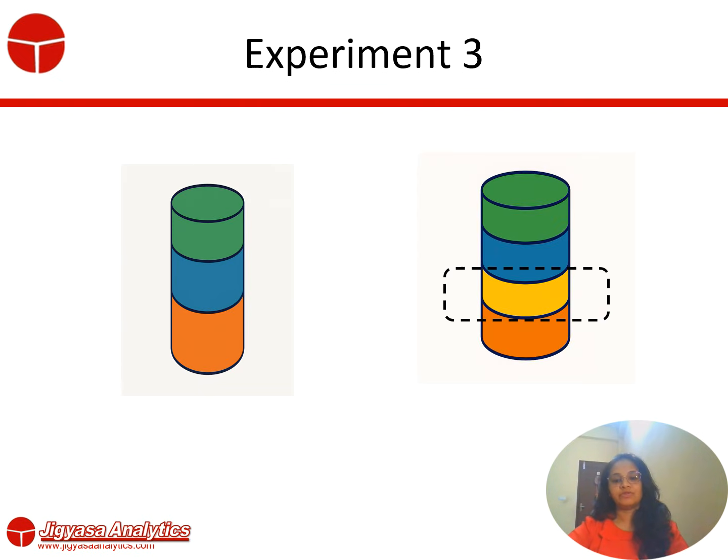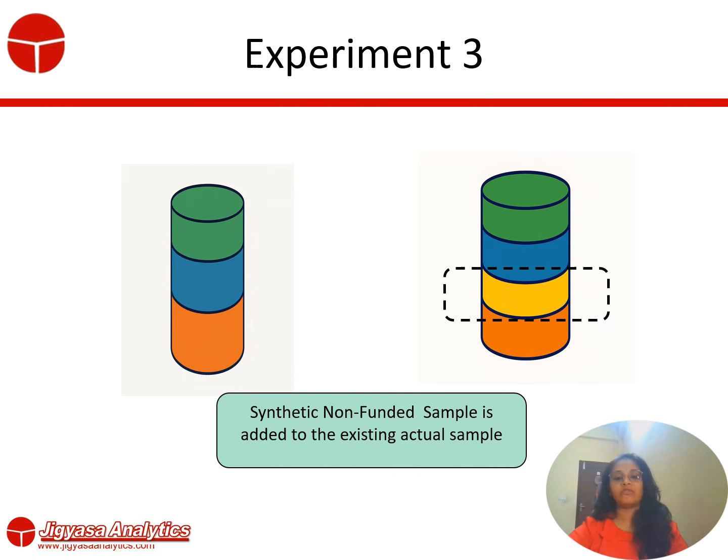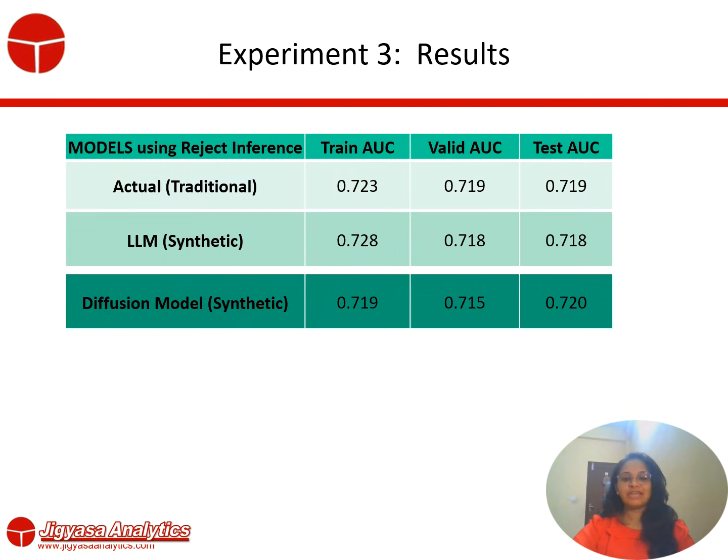In experiment 3, the original modeling data was stacked with synthetic non-funded bureau data. Here, the model sample contained the funded, bureau augmented non-funded, non-funded with data parceling, and a synthetically generated sample of non-funded bureau data. Let's check the numbers for this experiment.